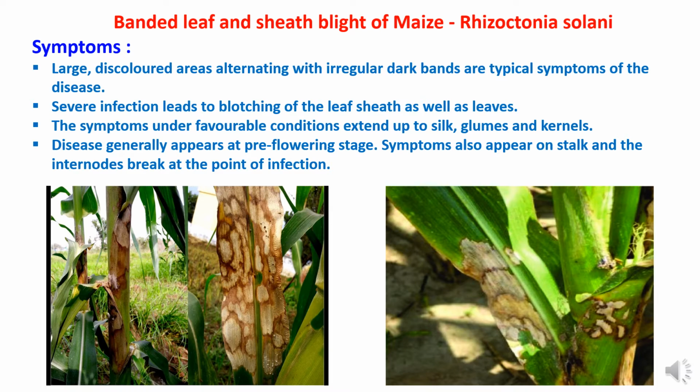Disease generally appears at the pre-flowering stage. Symptoms also appear on the stalk, and the internodes break at the point of infection.